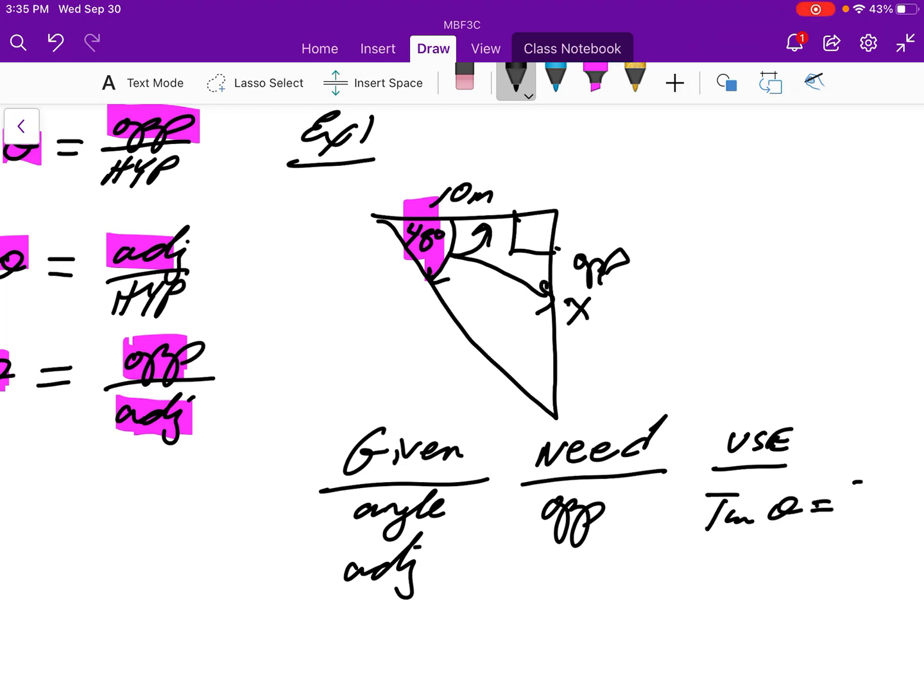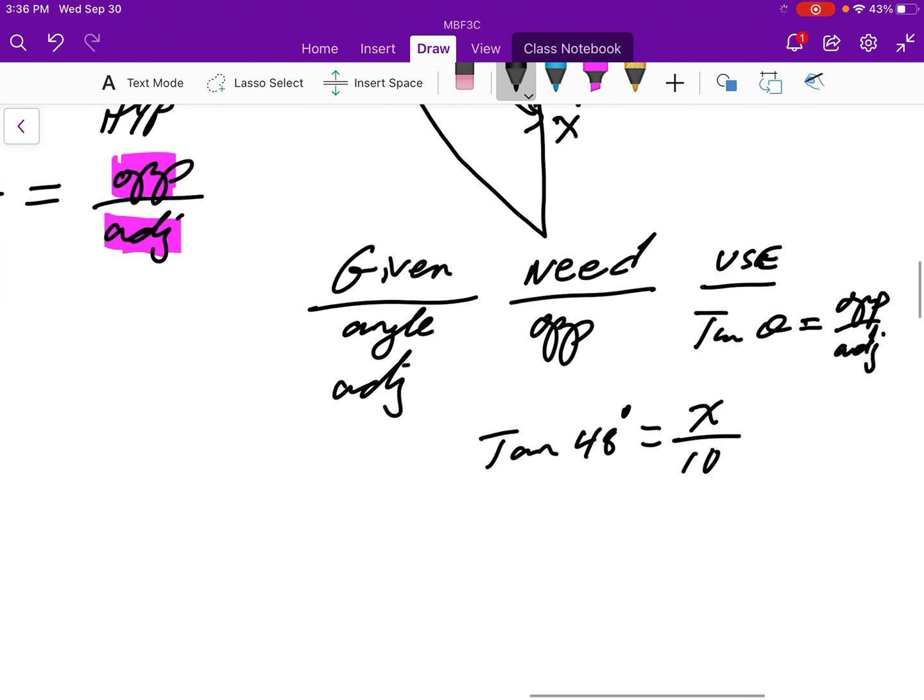So tan theta is opposite over adjacent. Here's how we do it. We say the tan of 48 degrees, we fill it in, is equal to the opposite, which is x, divided by 10.